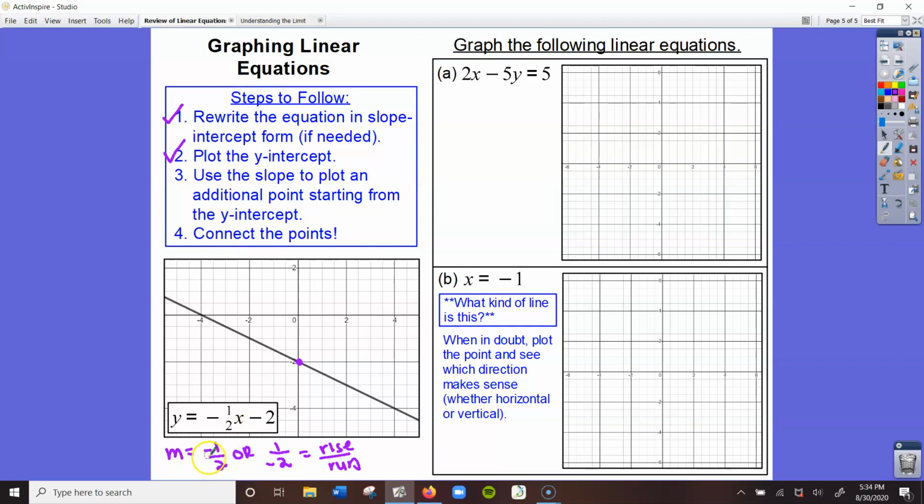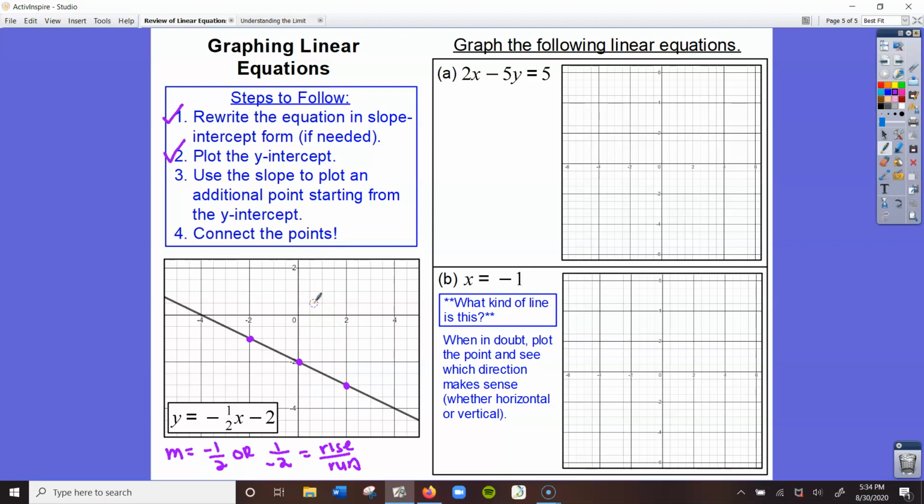If I were to use the slope with the negative in the numerator, so negative 1 over a positive 2, that means that from the y-intercept, I would have to move down 1, and since the 2 is positive, I would move to the right 2, leaving me right here at that point. If I were to use the slope written with 1 over negative 2, that means that I would go up 1 and left 2. And see how it doesn't matter which one I choose to use, I still end up on the line. Then you would just connect your dots and you're done.